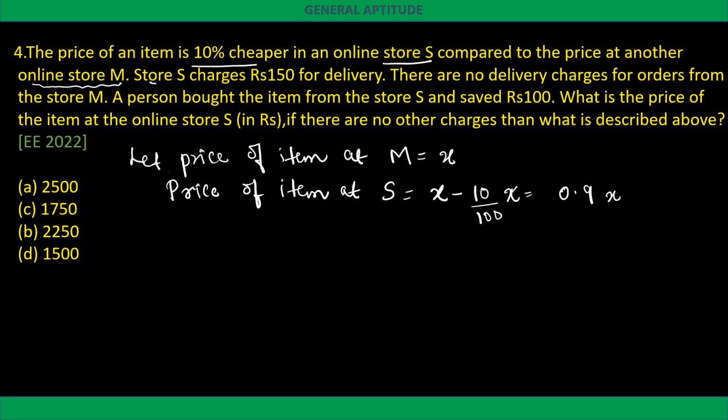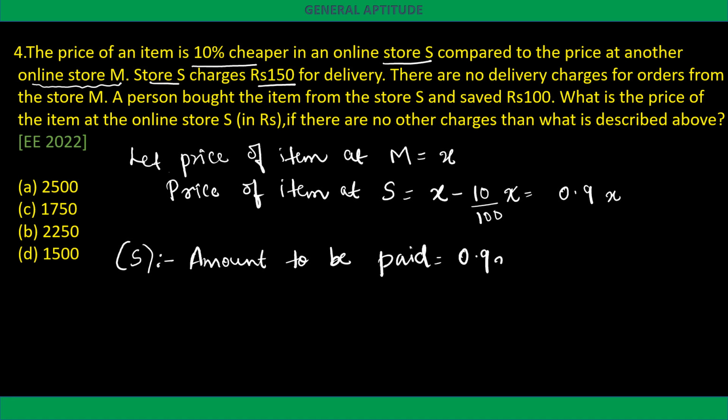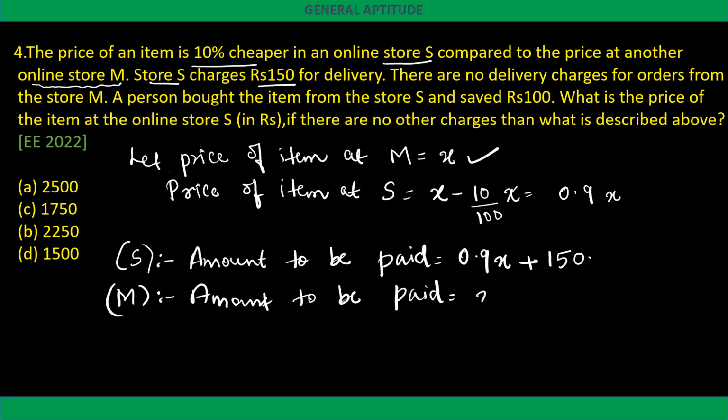Now it is said that store S charges 150 for delivery. So if a person buys an item from store S, he has to pay the price of the item and also the delivery charge. So if someone buys from store S, the amount to be paid is equal to 0.9x plus the delivery charge 150. If the item is bought from store M, the amount to be paid is the same as the price of the item. There is no delivery charge. For store M, the price is X itself.